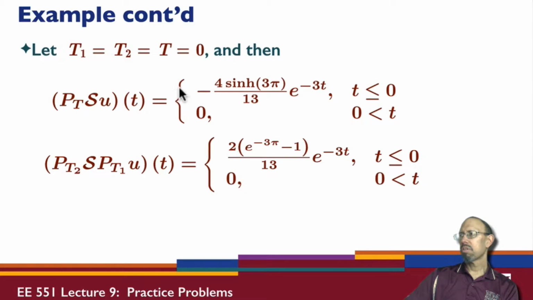In particular, if we let T1 equal T2 equal capital T, we have this expression for P_T, the truncation operator, operating on S, and we have this expression for the truncation operator operating on S, operating on a truncated version of u. So we have different functions here, showing that this system is not time invariant. Since these are not equal, the system is not time invariant.